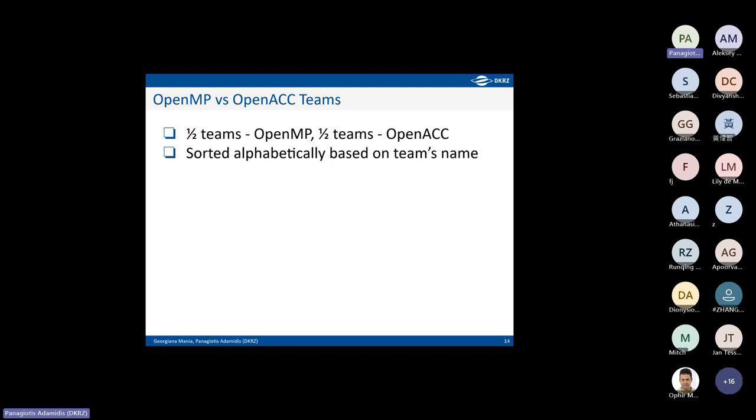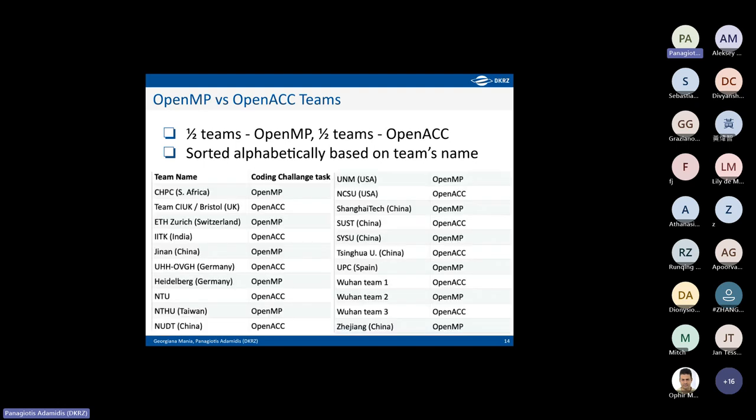So how will we work? Half of the teams will do the OpenMP implementation, half of the teams will do the OpenACC implementation. We sorted the teams alphabetically based on the names, and we came up with this table. You have to look up the name of your team to see exactly what approach you should follow, either OpenMP or OpenACC. I think this table will also be added to the wiki page if it's not added yet, so you can check it after this meeting.